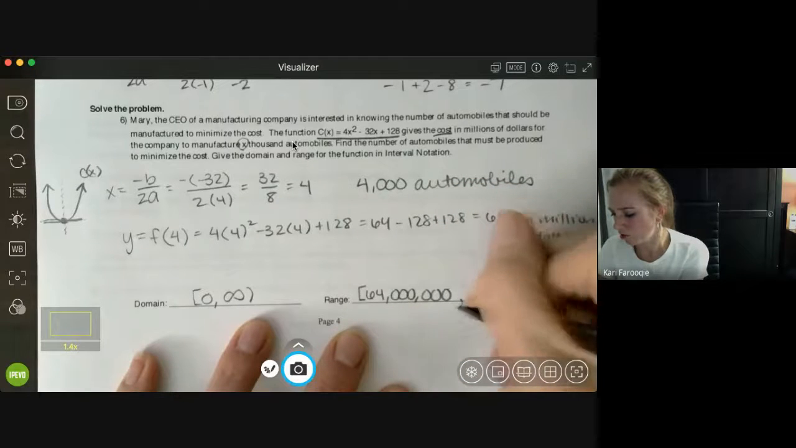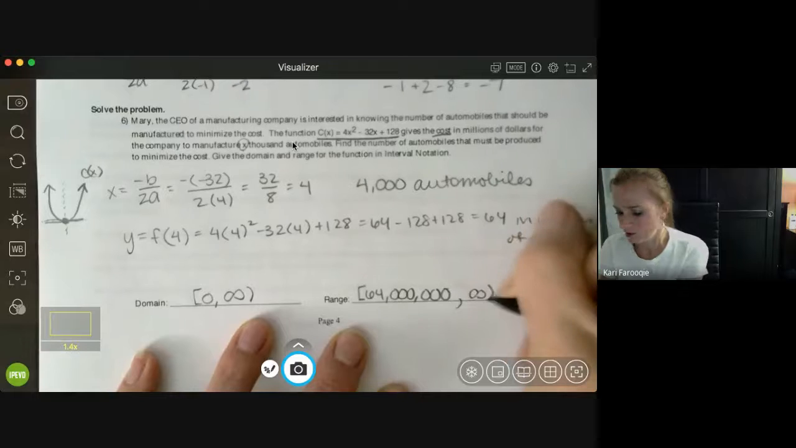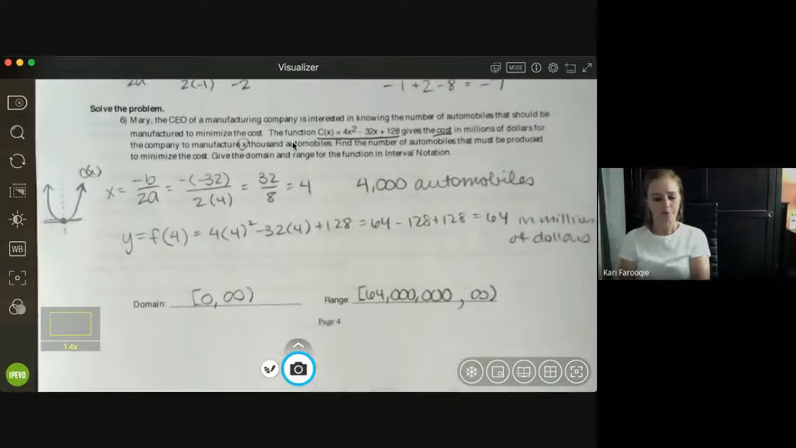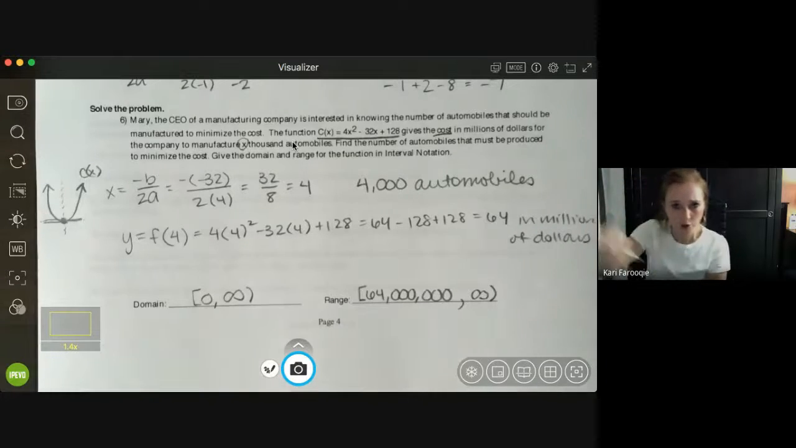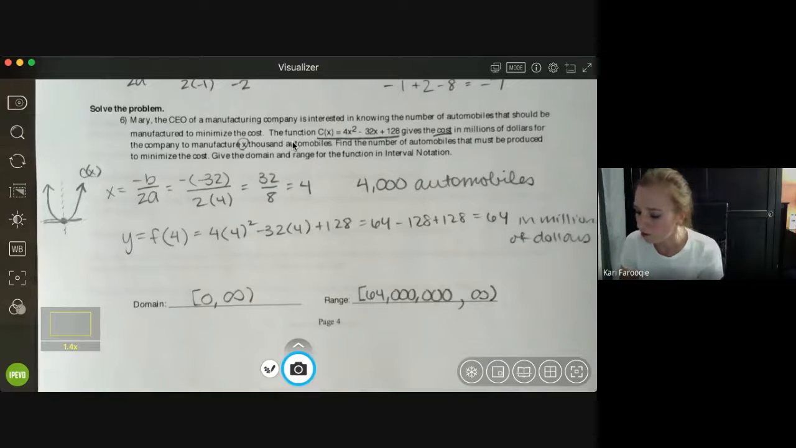Oh, and this is going to look complicated with that comma there. Now, I guess the cost could officially, technically just keep going up, even though it's really not going to reach infinity. Such is life. That's your range.